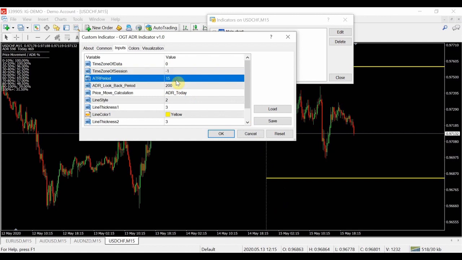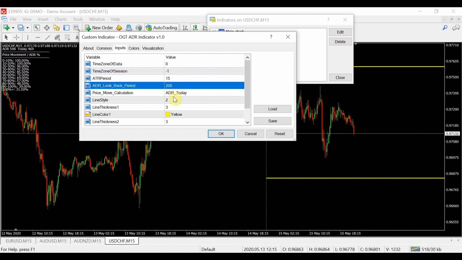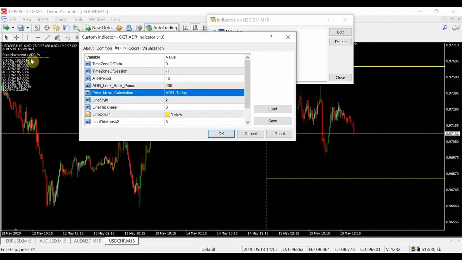And the ATR, which is the average true range, tells you how many days you want to look back to calculate the ADR. I've chosen 15 because I think 15 trading days is enough of an average to give you a sense and a feel of how much a currency pair is going to move in the future. The next two pieces are all linked to this area over here, which I'm hovering over at the moment.